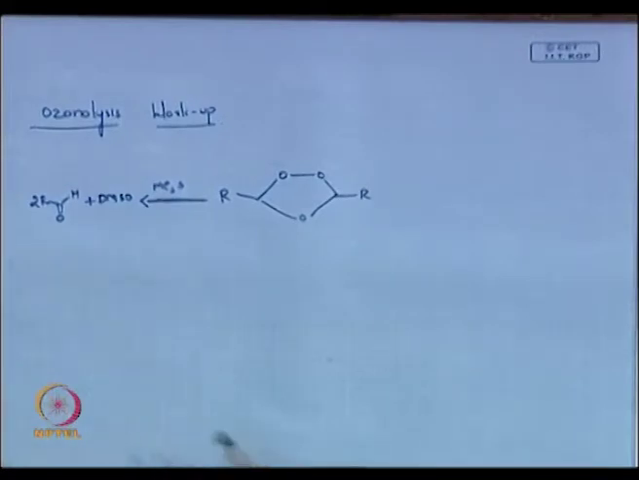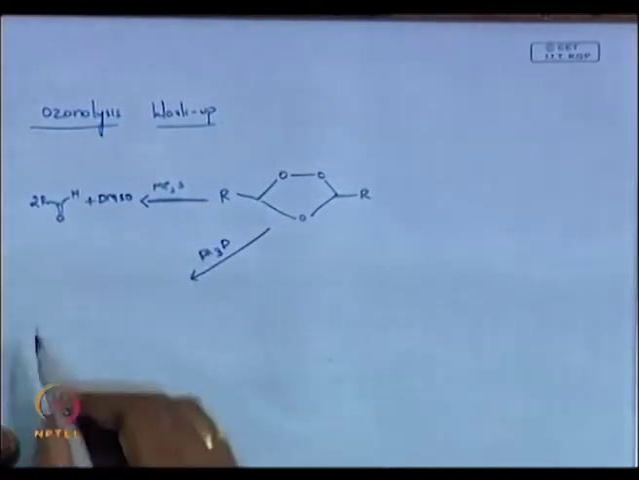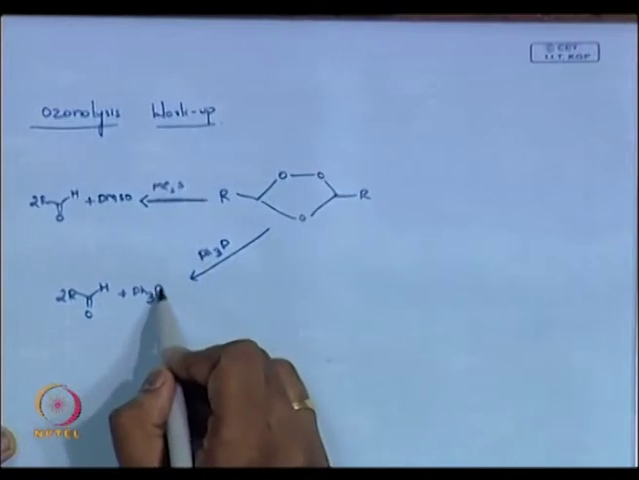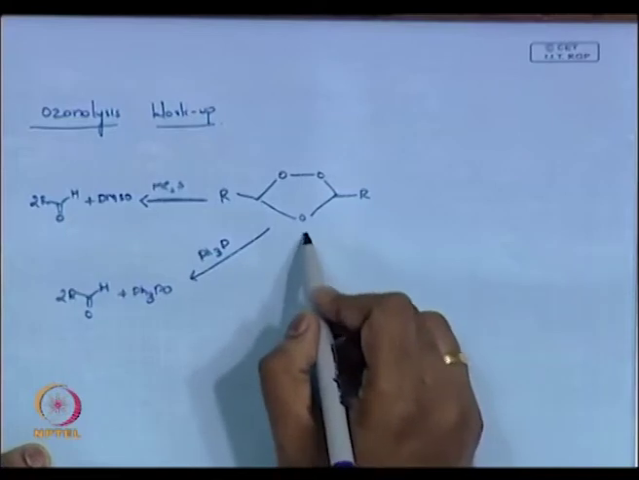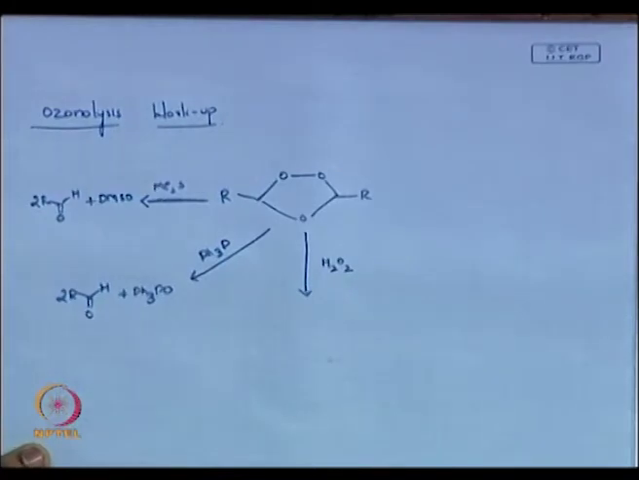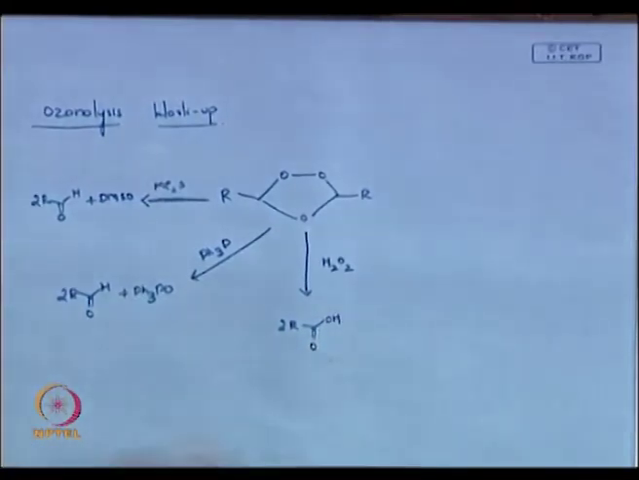You can use triphenylphosphine. Nowadays, it's very interesting to use triphenylphosphine. If you use triphenylphosphine, same type, you can get 2 aldehydes plus triphenylphosphine oxide. If I work it up using hydrogen peroxide, that also you can do. Then you end up with carboxylic acids. So depending upon your workup, you can get the products you want.